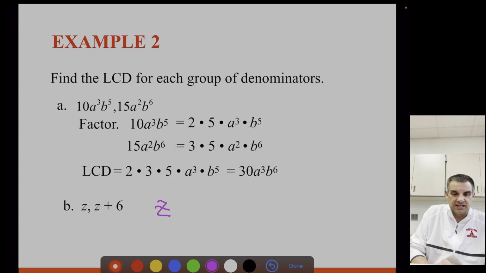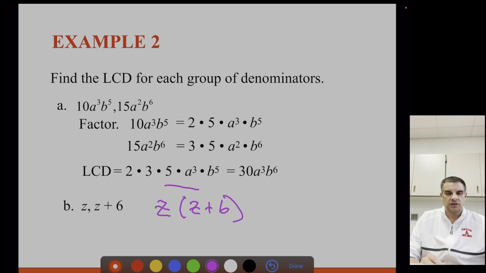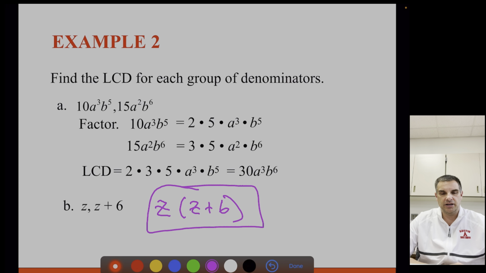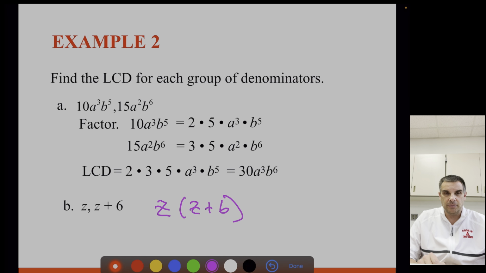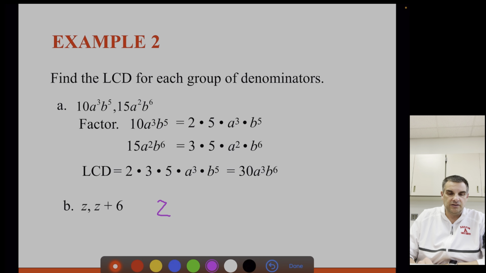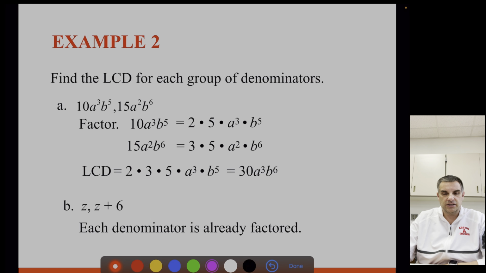So we've got a z. Now understand that z plus 6, that z is different because it's got 6 added to it. So my second factor for this is going to be z plus 6. So this is the least common denominator for that: z times z plus 6. These two z's are not the same thing because of that plus sign in between there. So you have to keep that in mind. That's a common error that's made. Okay, and you have to distinguish those things.